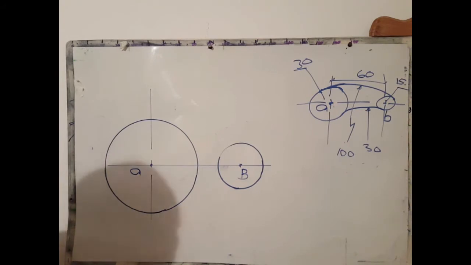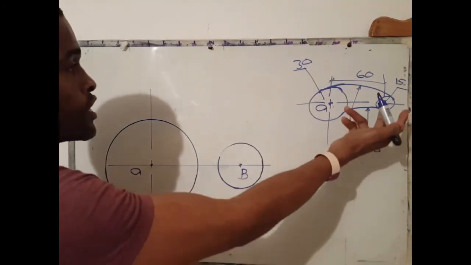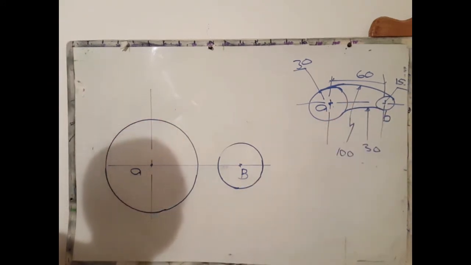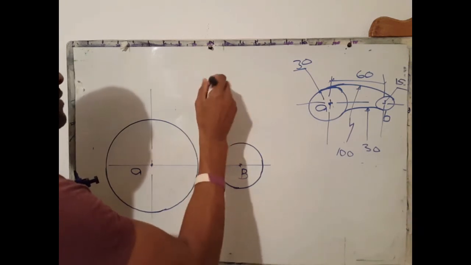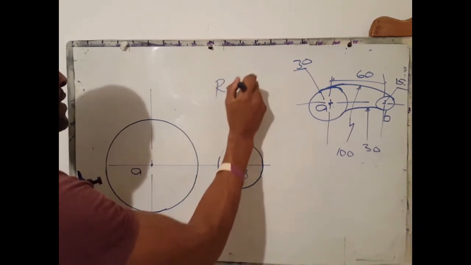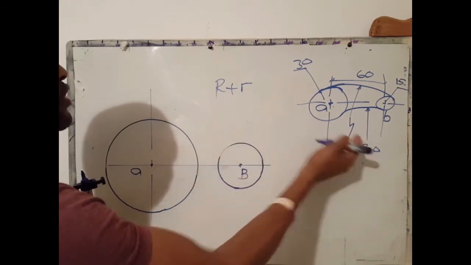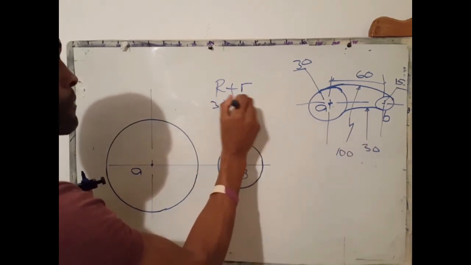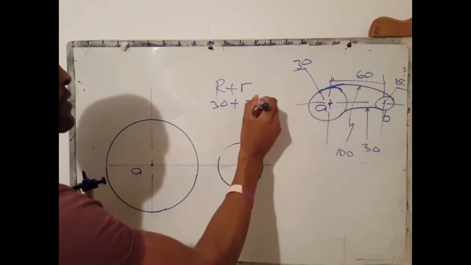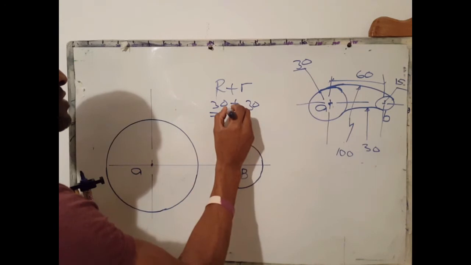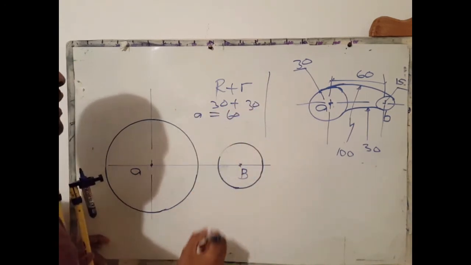Next step is to determine which arc we wish to draw first. I will be drawing the internal arc first. And the rule states big R plus small r. In this case, 30 plus, starting here, 30 gives me 60, with A as center.